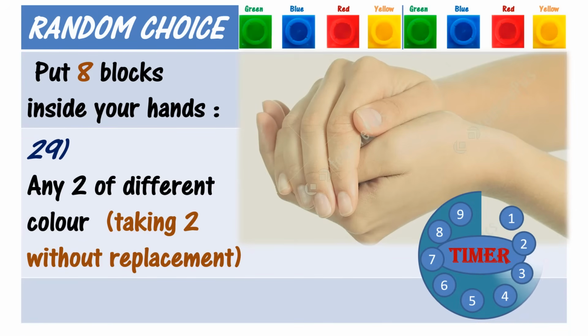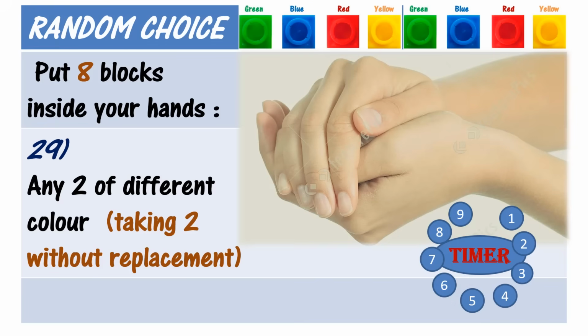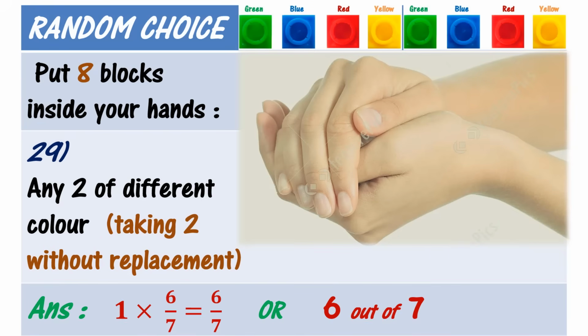Now I ask you any two of different colour. Again, take them one by one. So for the first one, I can take any colour. That's 1. And for the second, there'll be 6 there of different colour to the one that I chose first. So that's 6 out of 7 chances. 6/7.